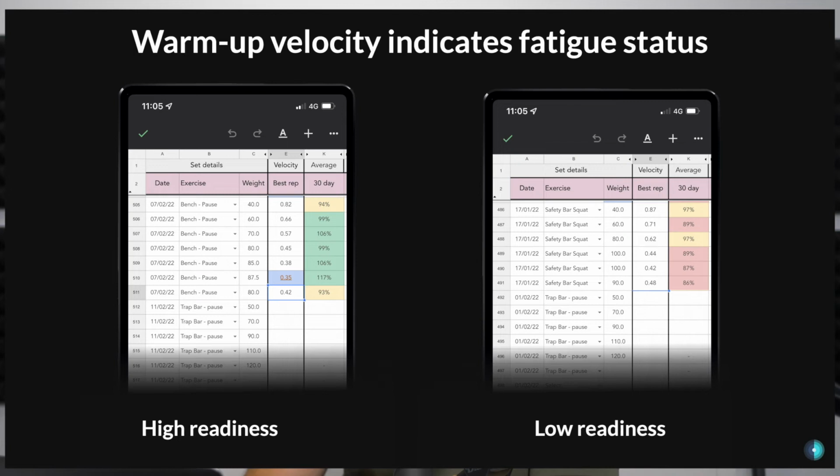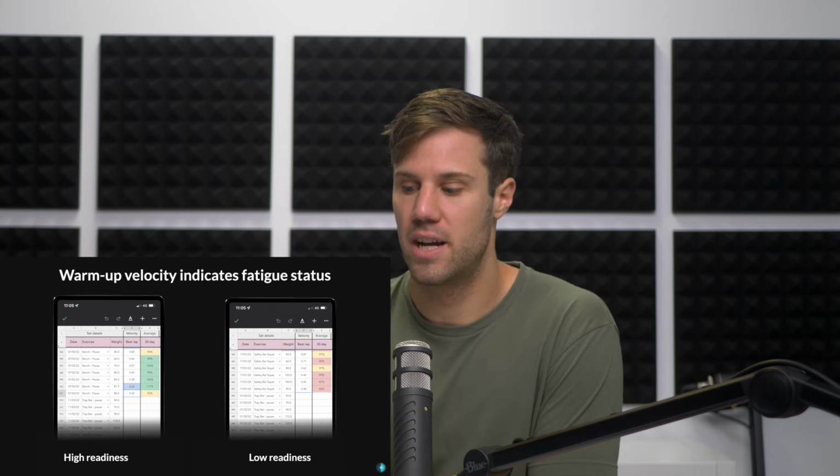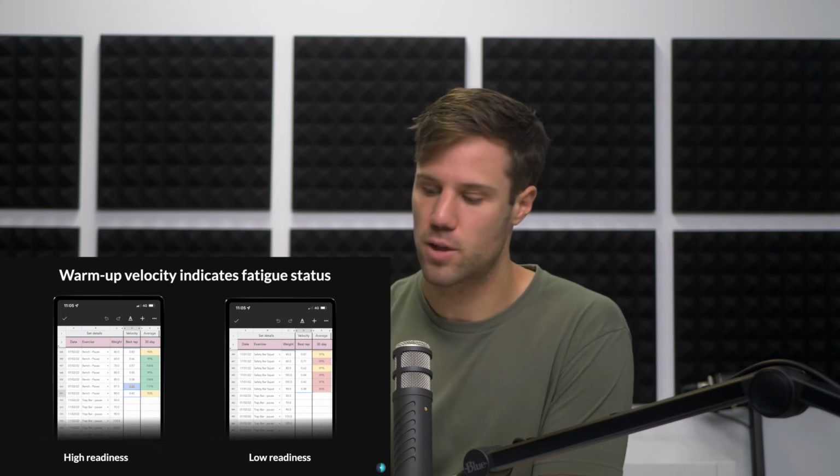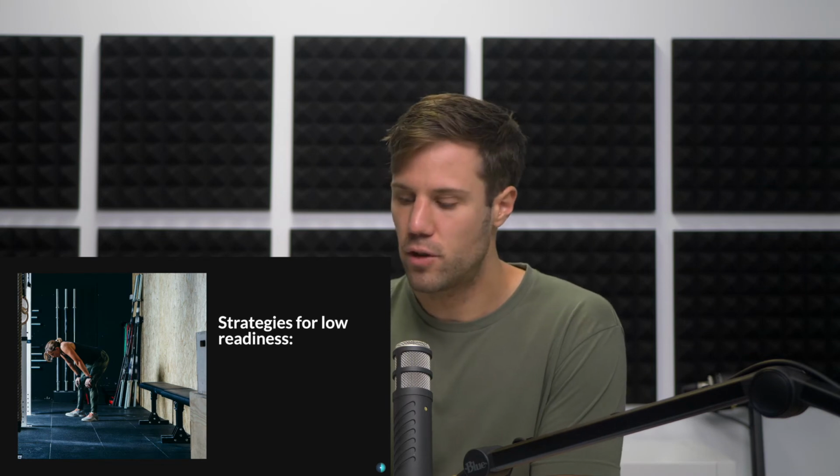Did 2s, did a back off at 90, and that was it for the day. And even those back off sets, they were rubbish. And I could tell, I just felt slow, sluggish, and it was not a good day to push. So I adjusted and made the change so that I could recover for next week's squats and get a better session in. So, some strategies for low readiness.